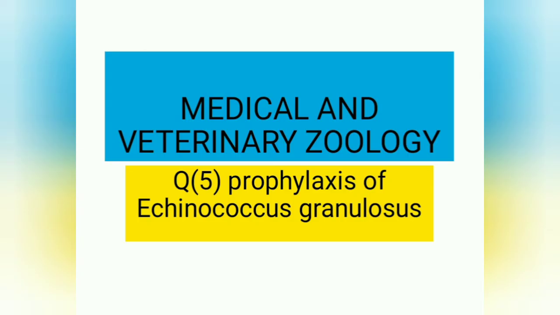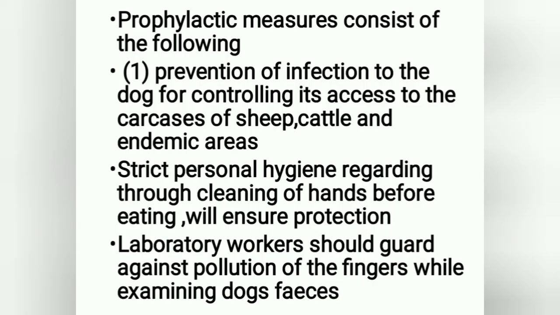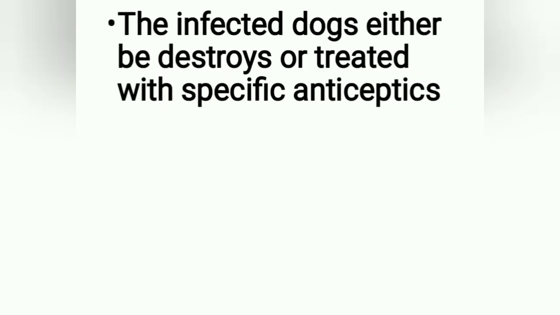This is our fifth question of this chapter: prophylaxis of Echinococcus granulosus. Let's start. Prophylactic measures consist of the following. First is prevention of infection to the dog by controlling its access to the carcasses of sheep and cattle in endemic areas. Strict personal hygiene, including thorough cleaning of hands before eating, will ensure protection. Laboratory workers should guard against contamination of the fingers while examining dog feces. The infected dogs should either be destroyed or treated with specific anthelmintics.